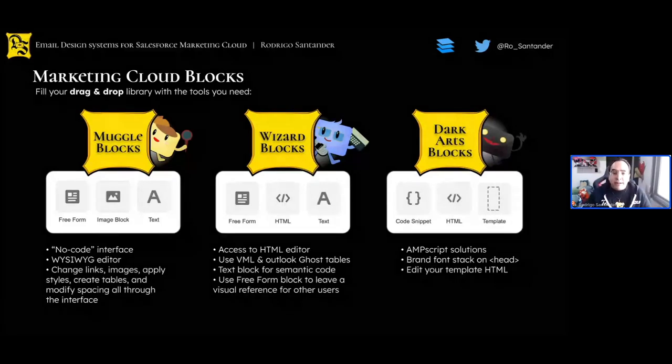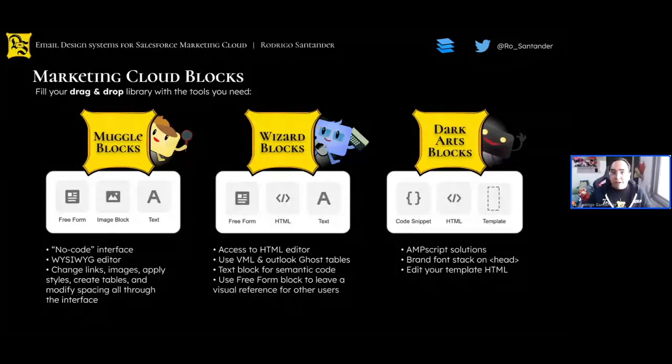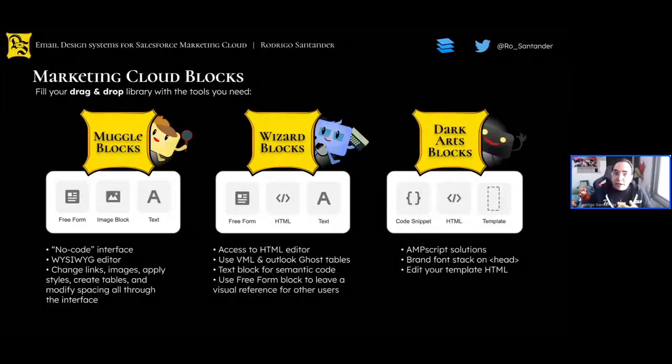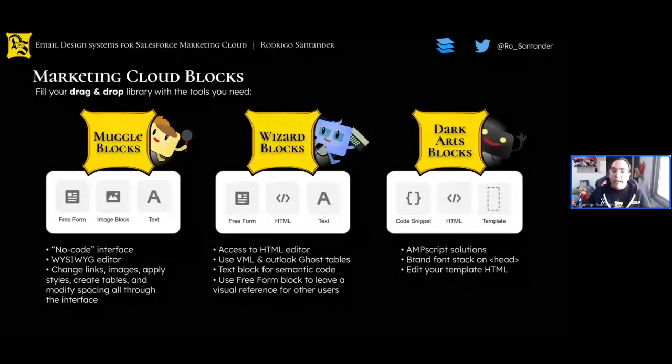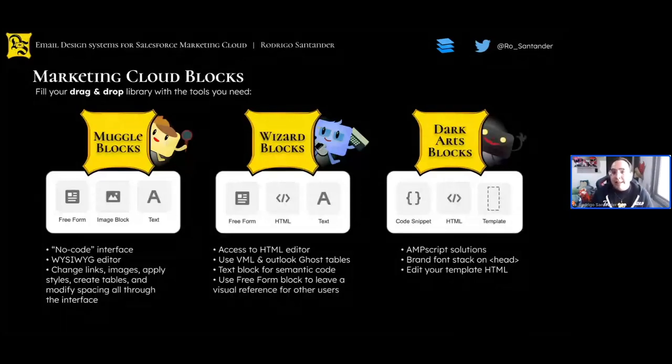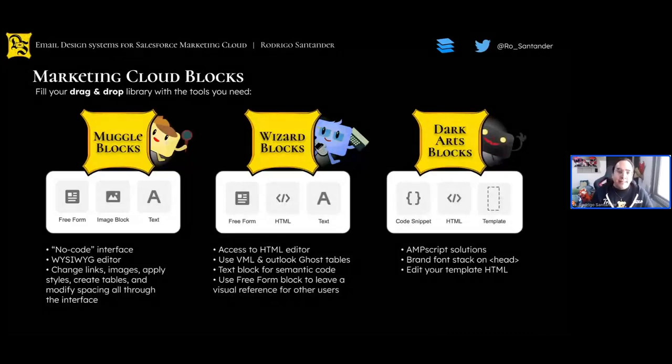The second ones are the wizard blocks, which the dev tools are really going to shine here because you have access to the HTML editor. You can do VML, you can do Outlook ghost tables, and you can do even semantic code. The last one are not really blocks, but it's the dark arts blocks, where we can edit the template of our HTML template in Marketing Cloud to enhance it to have better ways of working. And I'm going to show you how in the process.